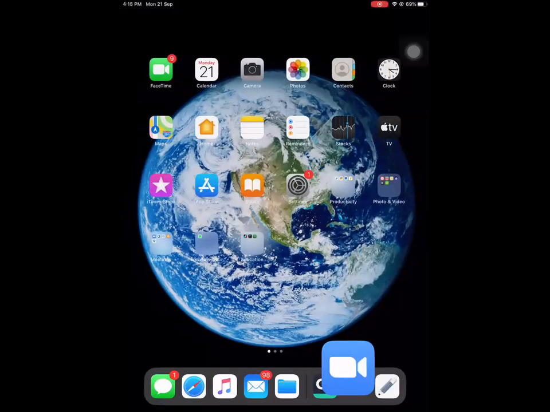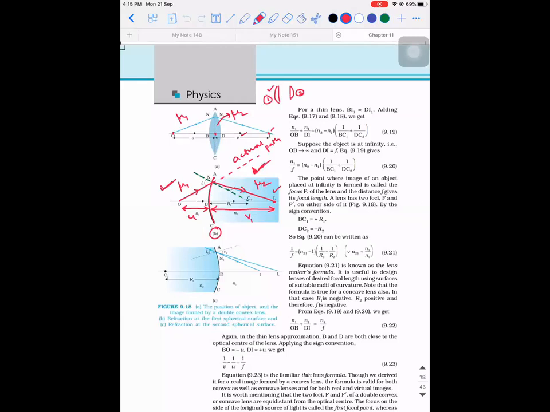Yeah, sorry. Now tell me, what is the formula? How do we apply mu2 divided by V? Because mu2 is the medium where the image is formed. Correct my expression, I wrote something wrong. mu2 divided by V1 minus mu1 divided by U. That's right. It is equal to mu2 minus mu1 divided by R1. This is for this refracting surface. I hope it is clear.